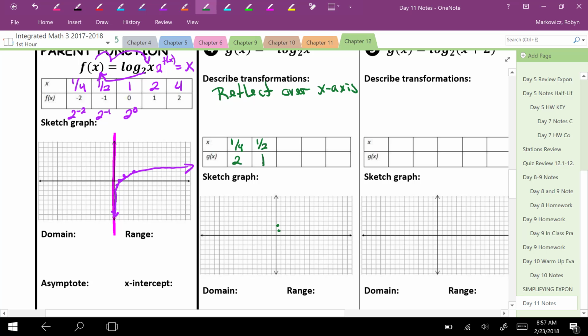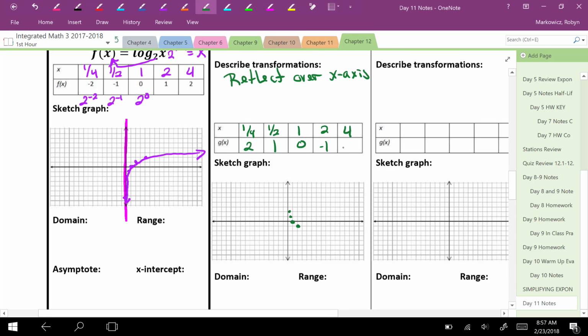One is at 0. Where's 1 going to be at now? 0. 0 isn't positive or negative. It's nothing. 2 is originally at 1. Where's 2 going to be at now? -1. 4 is at +2. Where is it going to be now? -2. Okay, so if you have that graph or you have that table, you can easily just do those transformations.